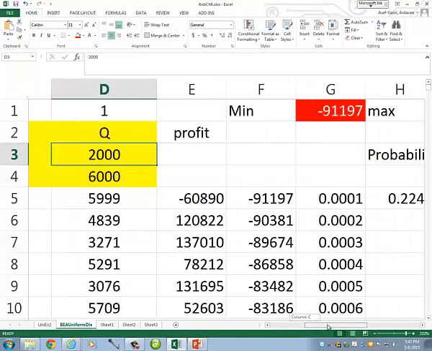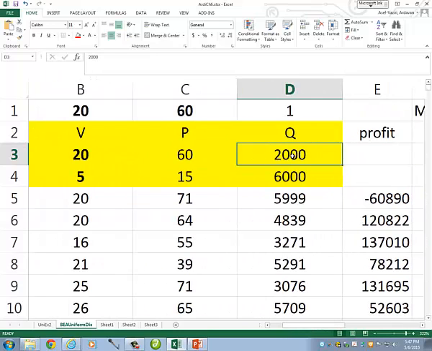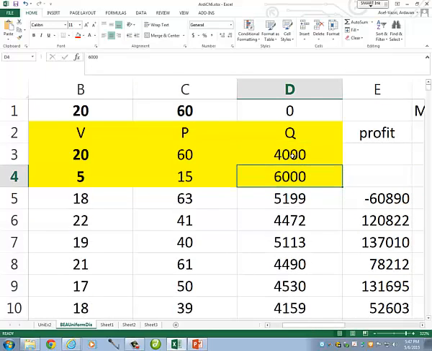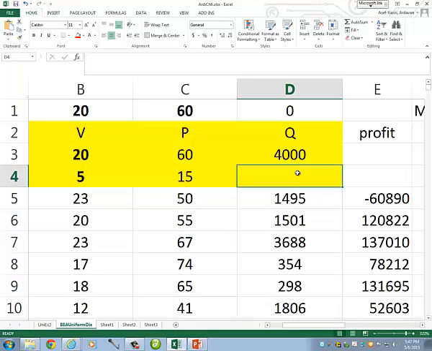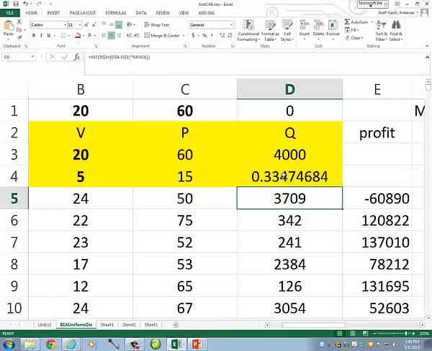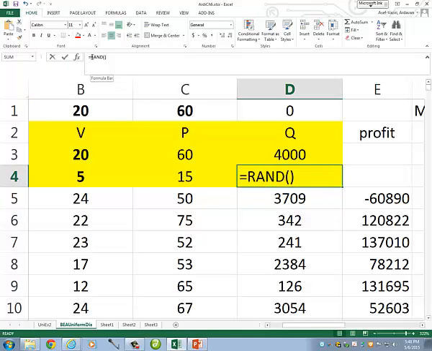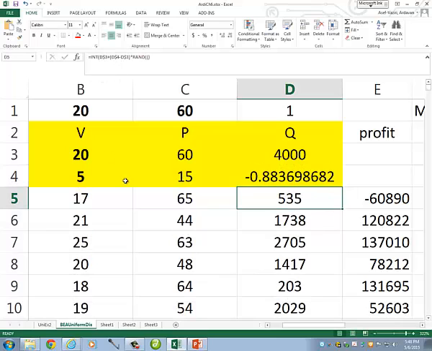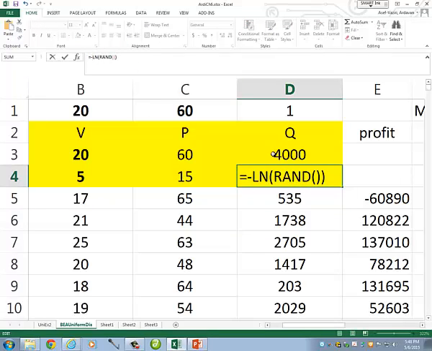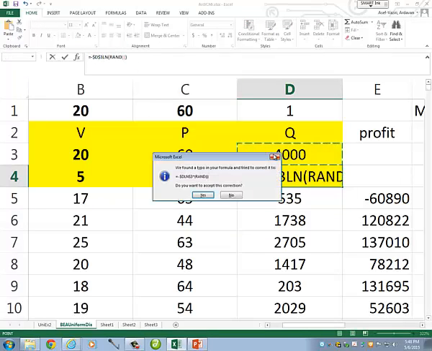Suppose sales has a mean of 4,000, but it has exponential distribution. So I go here, I type rand, that is my probability. I should compute ln of that rand, so I go here and I type ln and ln of that rand, okay? And then I multiply it by negative of mu and lock it, because I'm going to copy it down.